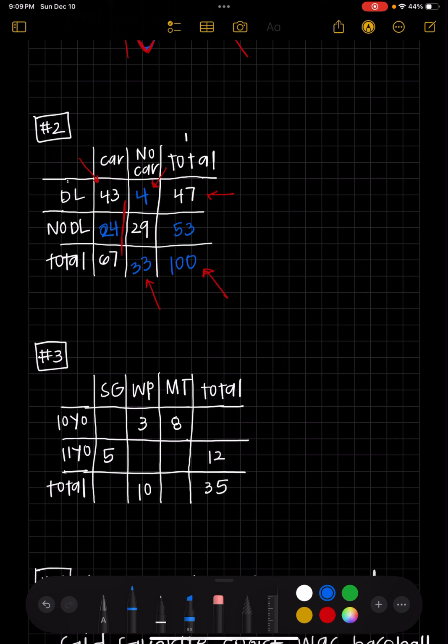And then just to double check, I can do 67 plus 33, which is the total row, and that also gives me 100. And there we have it. So all of that's filled out now. Okay, great. So now let's look at the third example.